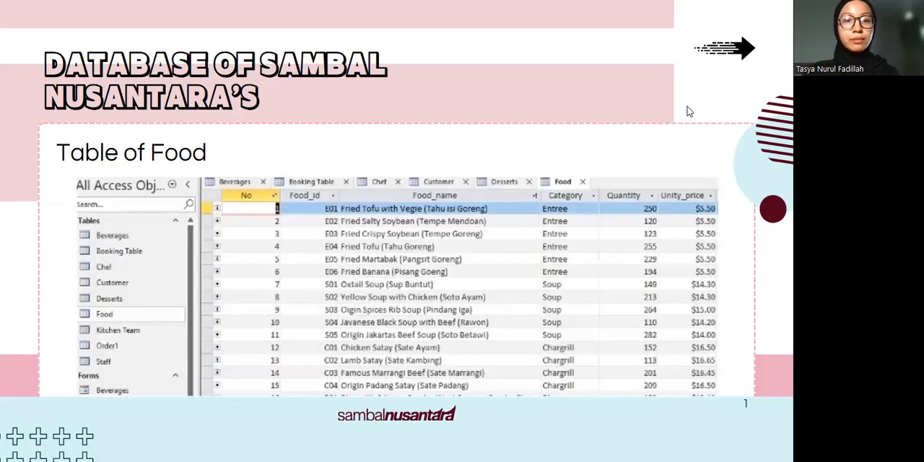Table of food. In this table, we provide several menu, quantity stock in kitchen, and the price of 1 serving of food. This data will be used as a menu option in the order tables for the customers. Next.